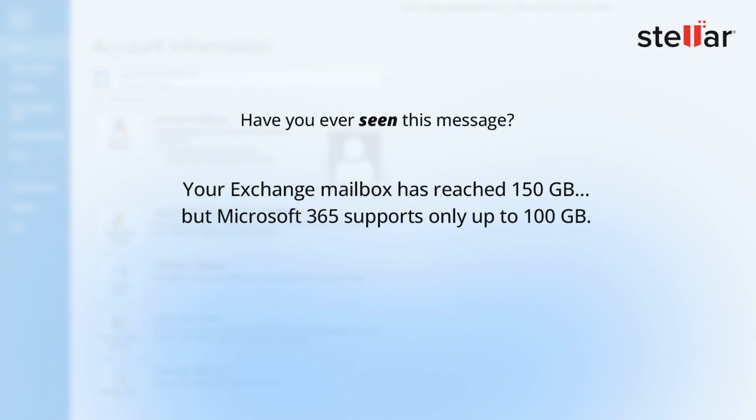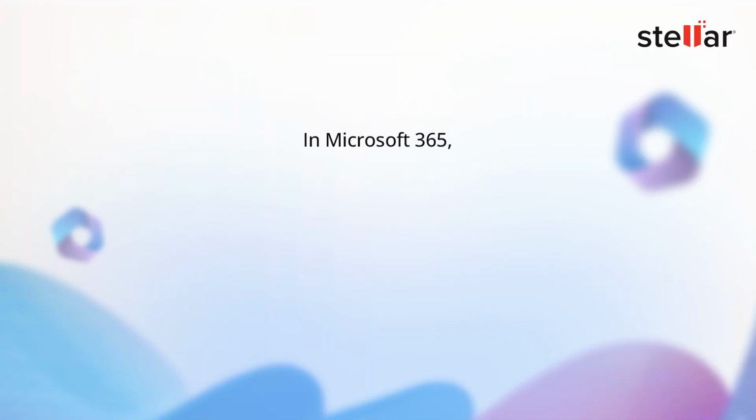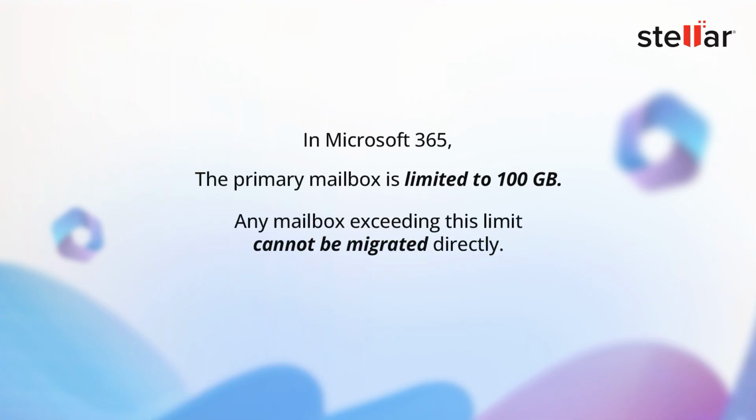Have you ever seen this message? Your Exchange mailbox has reached 150 gigabytes, but Microsoft 365 supports only up to 100 gigabytes. So, what happens next? In Microsoft 365, the primary mailbox is limited to 100 gigabytes. Any mailbox exceeding this limit cannot be migrated directly. So, how do we solve this?